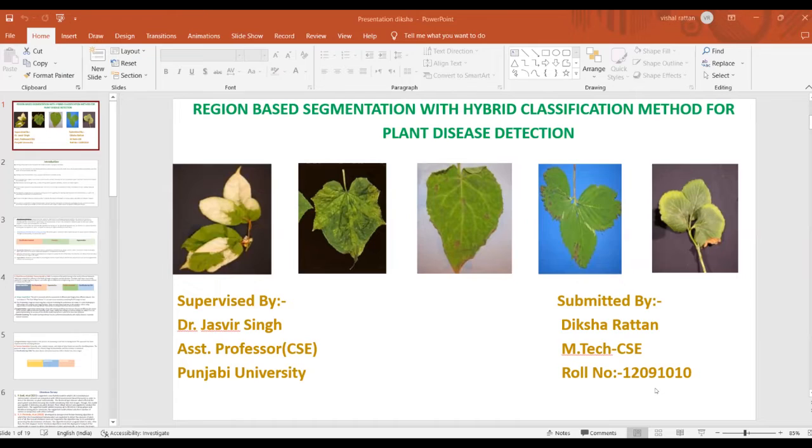So, good evening, all of you. Myself, Diksha Ratan. I have done my work on region-based segmentation with a hybrid classification method for plant diseases. And I have done my work under my supervisor, Dr. Jasveer Singh.